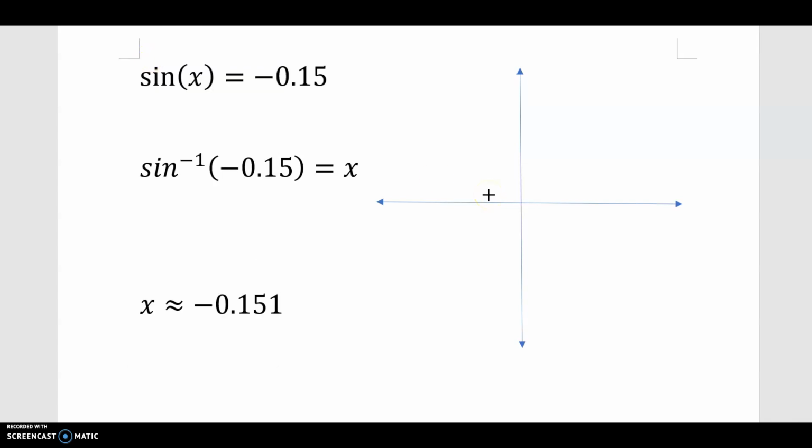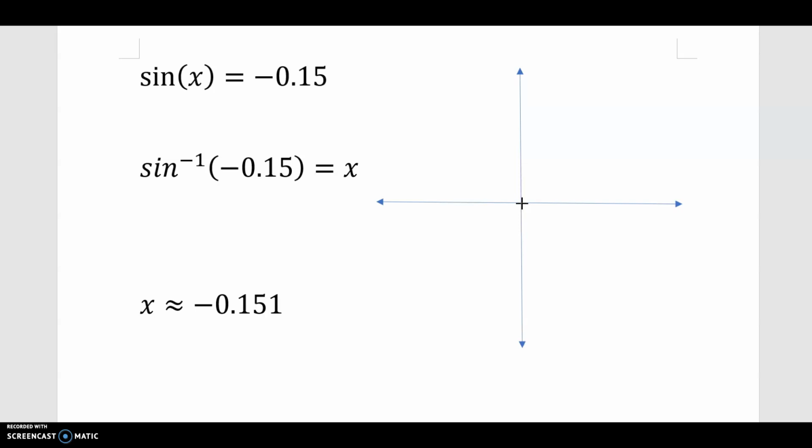So negative 0.151 is a negative radian angle. And if you think about it, it is definitely closer to 0 than negative pi over 2. So it's in the quadrant that spans negative pi over 2 to 0, which we know as the fourth quadrant. And think back to what we learned about the unit circle: sine is negative in both the third and the fourth quadrant. So negative 0.151 is located in the fourth quadrant, which also corresponds to what we learned about the range of y equals arcsine of x.